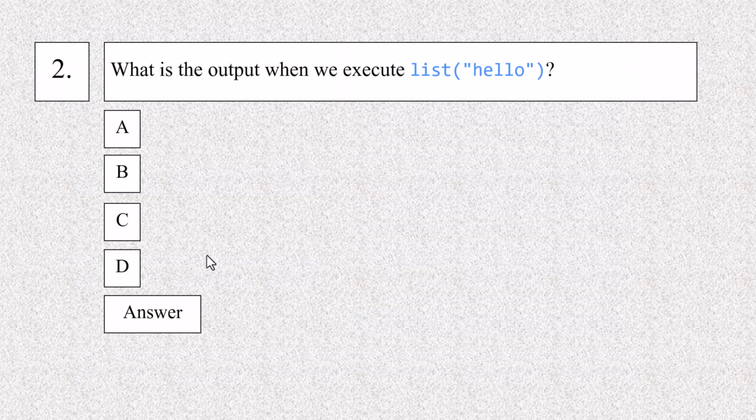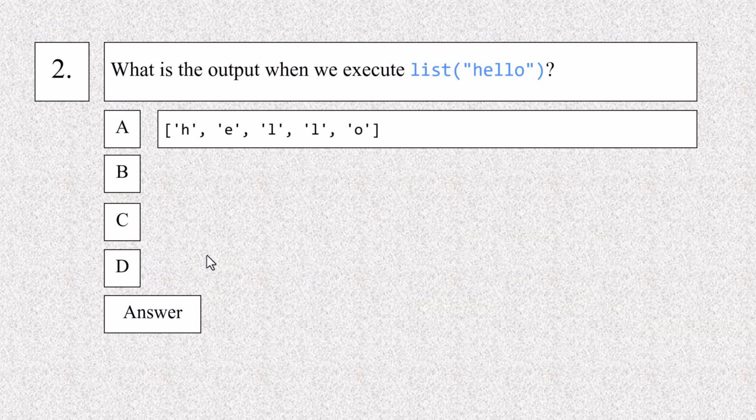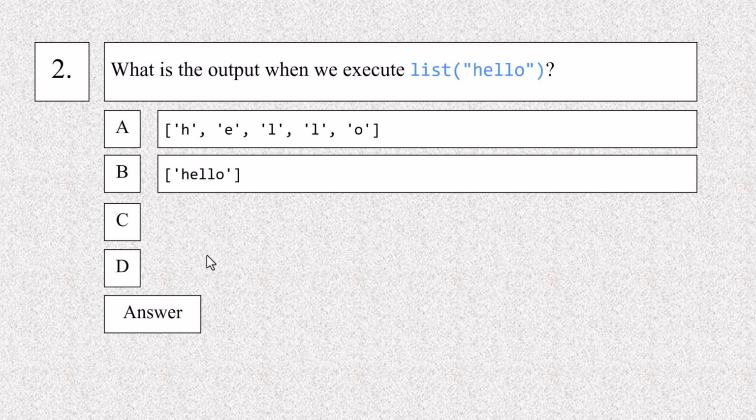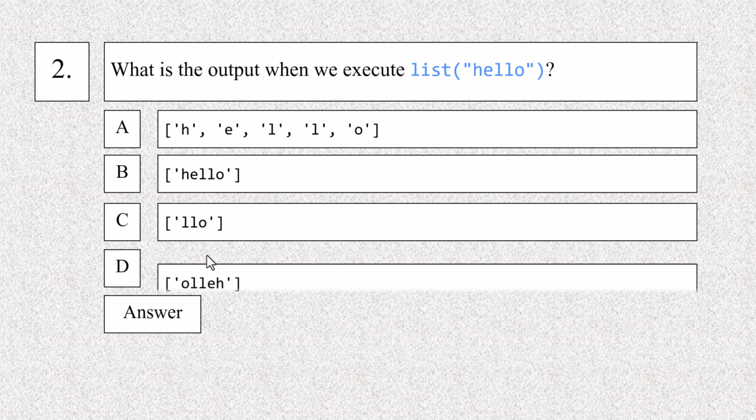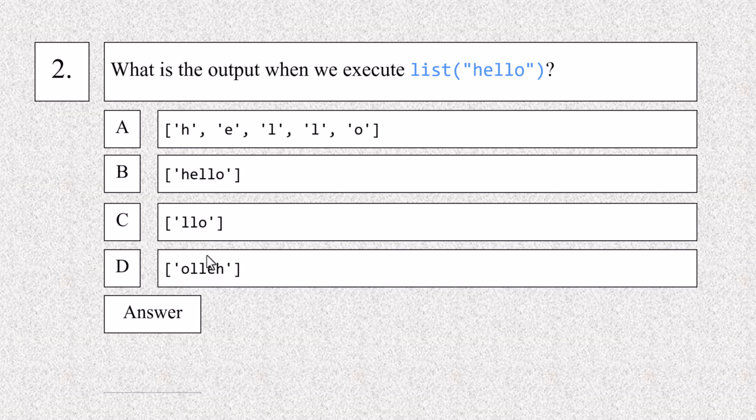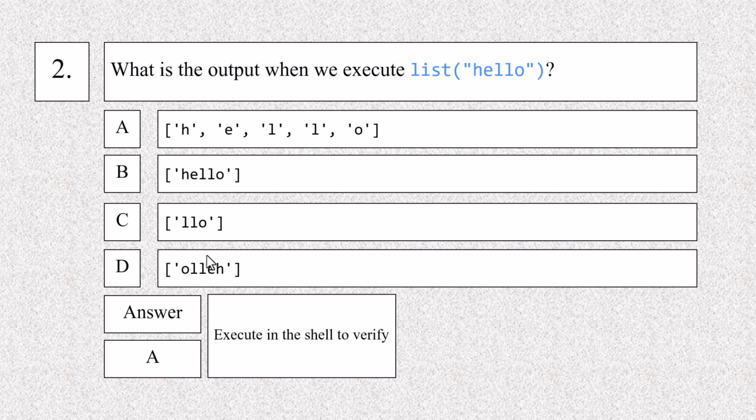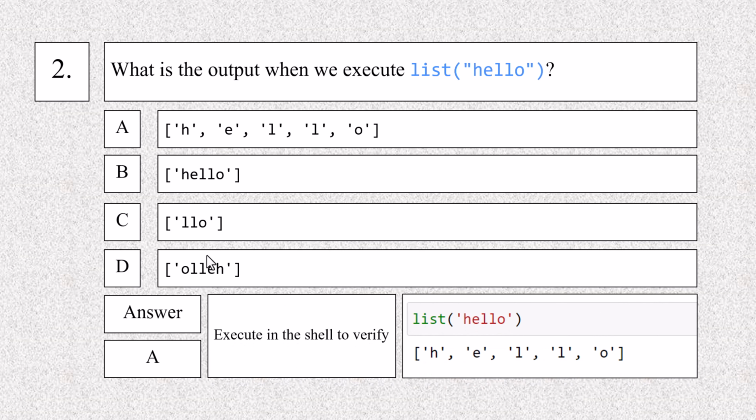Question 2. What is the output when we execute list('hello')? Option A, 'h','e','l','l','o' with single quotes and comma separated, B this one, C this one, and D this one. The answer will be option A. You can execute it in the shell to verify. If you type the code in your Jupyter notebook, list('hello'), and press enter or run the code, it will give you this result. Go to the next question.